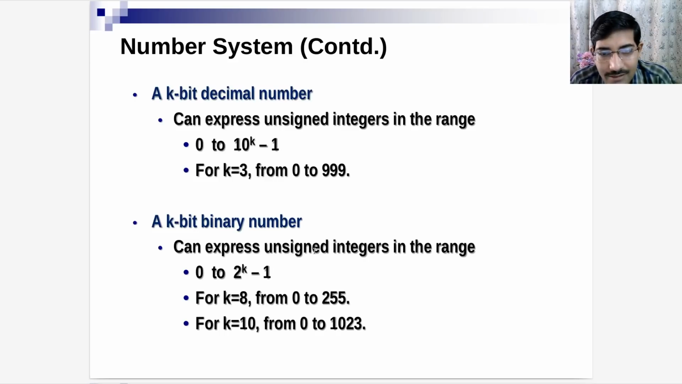111. So 111 is 7, because 1 into 2 to the power 2 plus 1 into 2 to the power 1 plus 1 into 2 to the power 0. So it is 7. So we can express 0 to 7 in 3 digits. Therefore 0 to 2 to the power k minus 1, here decimal becomes 10, here binary becomes 2. So for k equal to 8, with 8 digits, for a number which is not signed, that is zero or positive integers, you can write 0 to 255 in decimal with 8 binary digits.